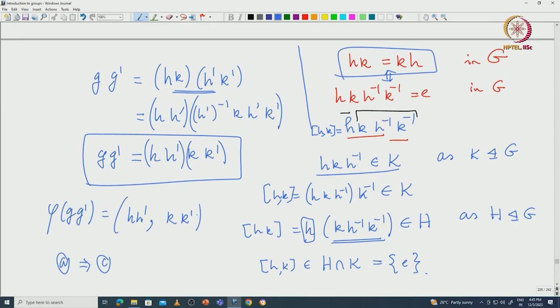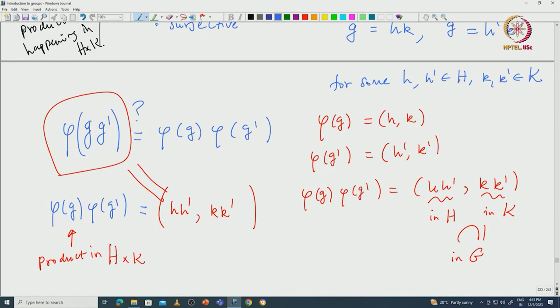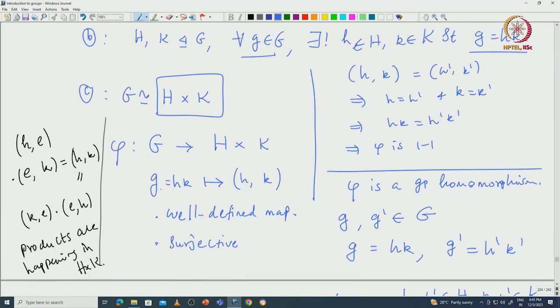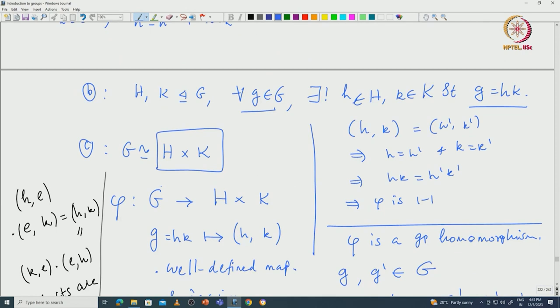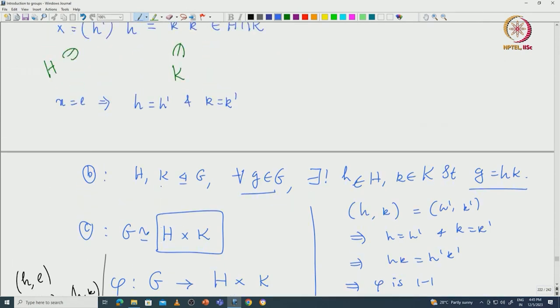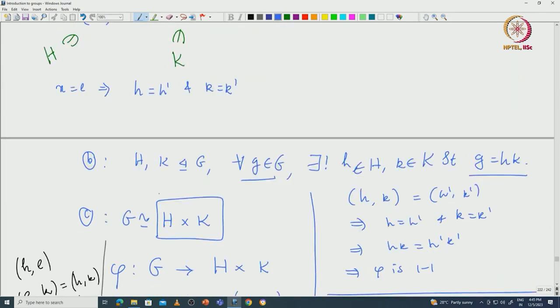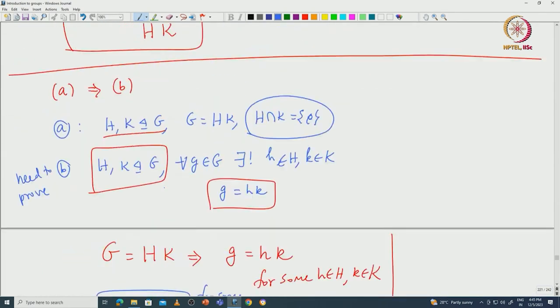Okay, so that tells you that these two are the same. So that means phi is indeed a group homomorphism. So that proves G is isomorphic to H cross K. Okay, so the only remaining thing is B being equivalent to A. So C implies A is obvious. That is something we already verified.